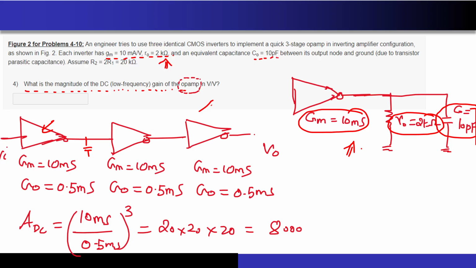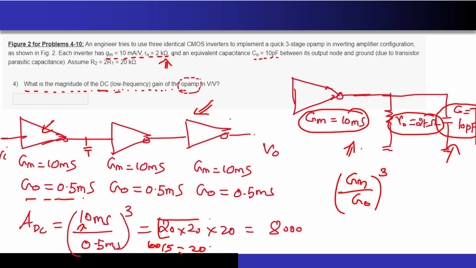So now I have just simplified it over here in this particular case. Since I am talking about the DC gain, I can open circuit all the capacitors present in the circuit. The gain of each stage will be nothing but GM by G0. Since there are 3 stages in cascade, the gain of each and every stage will be multiplied. So this will become nothing but (GM by G0) whole cube. GM is 10 millisiemens, the G0 is 0.5 millisiemens. So this ratio will be nothing but 100 upon 5, which comes out to be 20. So the cube of it will become 20 into 20 into 20, which is equal to 8000. So this is the DC gain of my circuit in volts per volt.